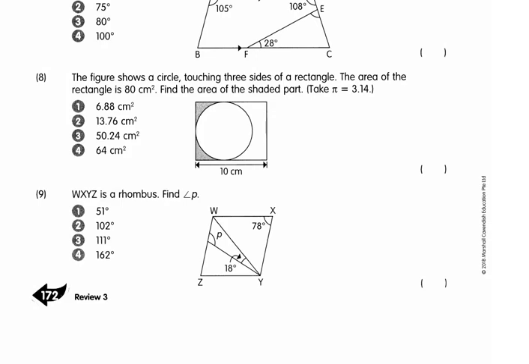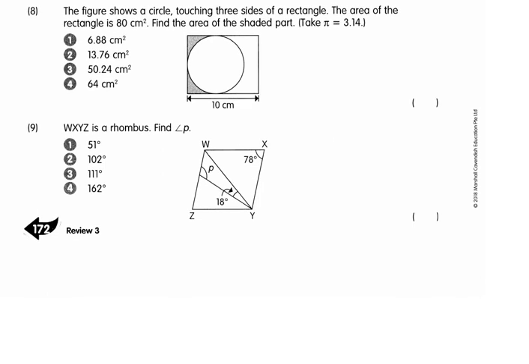Okay, the figure shows a circle, 3 sides of a rectangle. The area of the rectangle is 80 cm squared. So if you know the area of the rectangle and you know one side of the rectangle, will you be able to find the length of the other side? Yeah. You can, right? So we know that 80 divided by 10 will allow us to find the breadth of the rectangle, right? Which is 8 cm. Correct? That's the first step. So 8 cm is the breadth. It is also the diameter of the circle. Am I right? Yes.